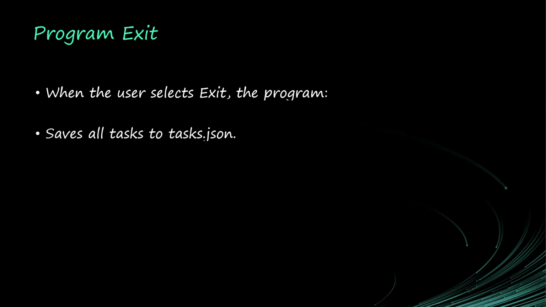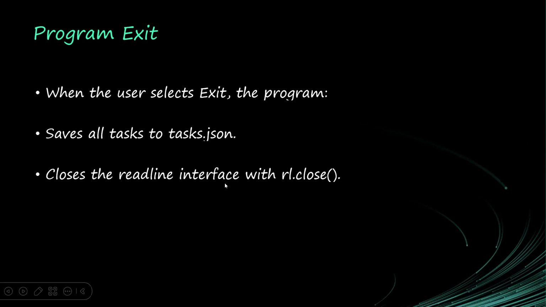Now, program exit. When the user selects exit, the program will save all the tasks to the tasks.json file and then close the readline interface with the readline.close method. When you open the readline interface, you also need to close it, because it's a resource. You cannot just allow your resource to stay open like that. So it needs to be closed. Now this ends execution cleanly.